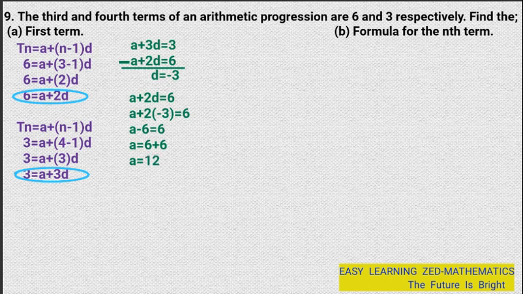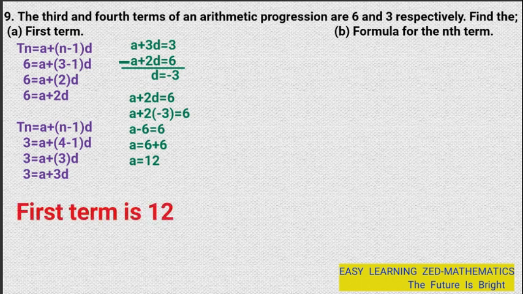That means the first term in this arithmetic progression is 12. If you have got questions, please you can ask them in the comment section. I'll be glad to respond.